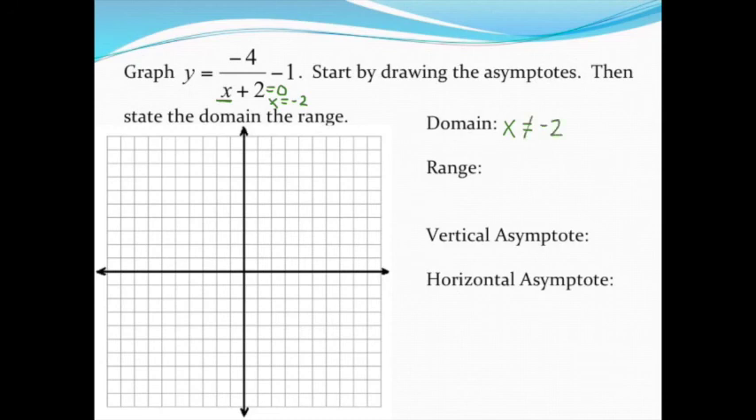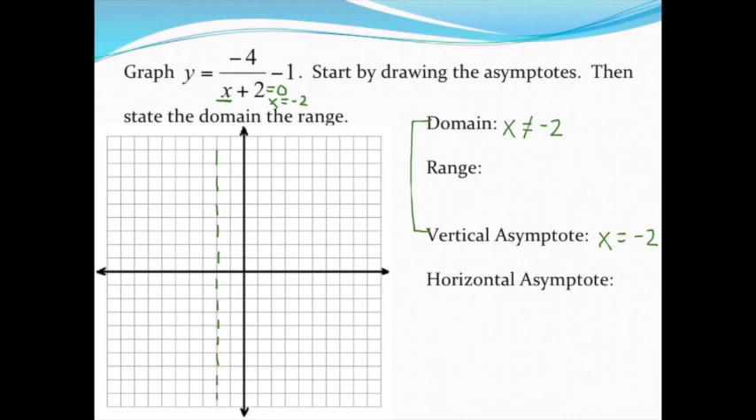If I were to plug in negative 2 for x, negative 2 plus 2 is 0, and I cannot divide by 0. That'll also tell me the equation of the vertical asymptote. That's going to be at x equals negative 2. Those two ideas are linked together. There can be no graph at negative 2 because if I tried to plug in negative 2, I'd be dividing by 0, and I cannot do that. So let's go ahead and draw in our vertical asymptote at negative 2.